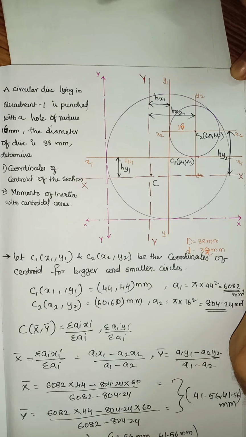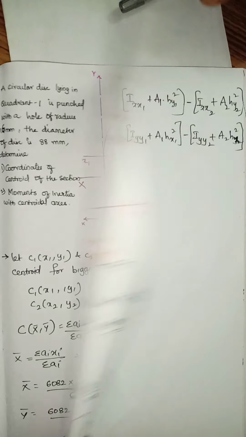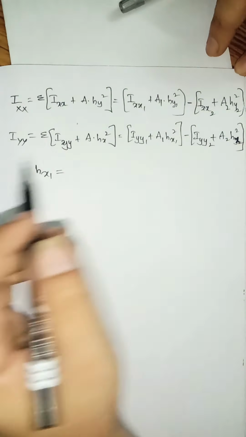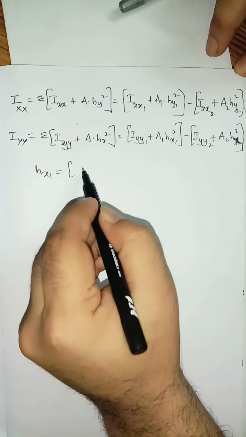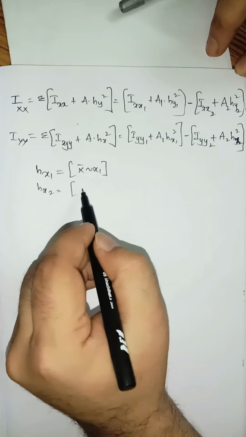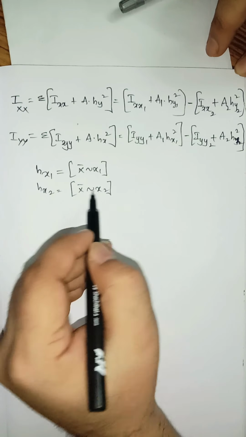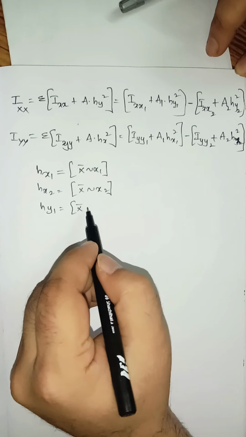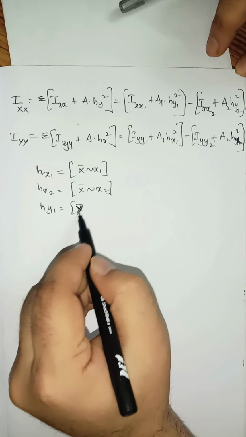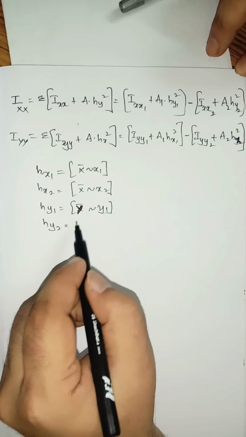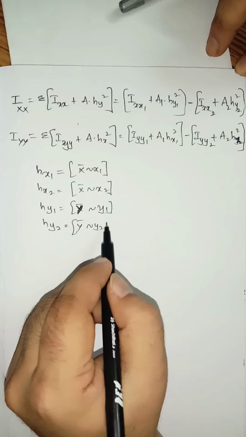It is a very simple thing, right? Easily you can calculate hx1 and hx2 by using these formulae. Now here hx1 can be taken as the difference of x bar and x1, whereas hx2 can be written as the difference of x bar and x2. Similarly, hy1 is the difference of y bar and y1. Similarly, hy2 is the difference of y bar and y2.